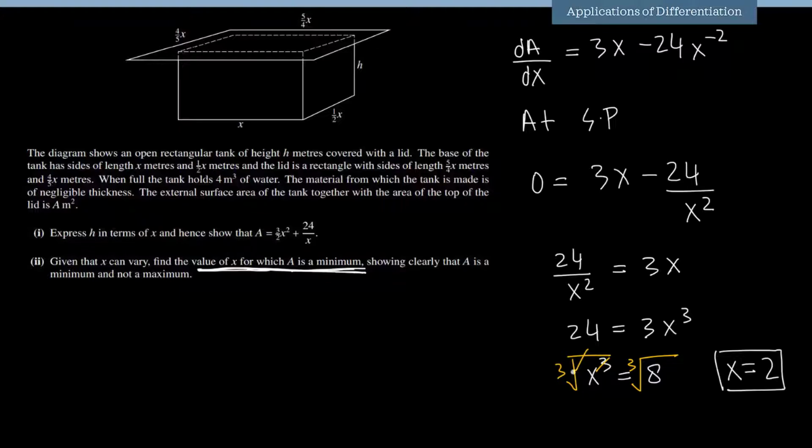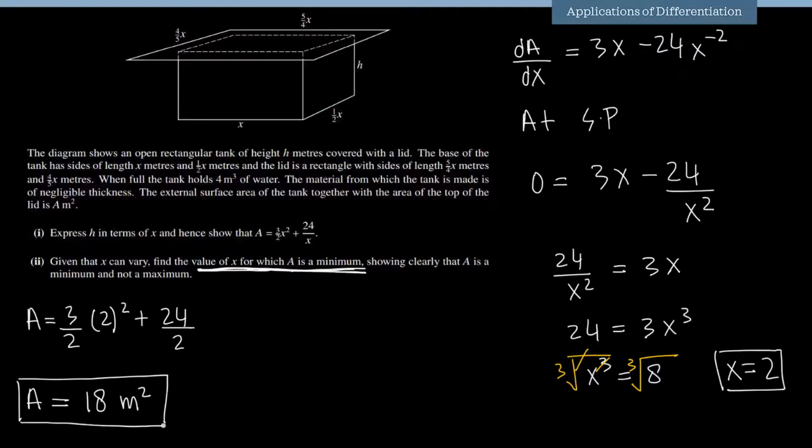In order to find the corresponding value of A, I'll put this value of x in the equation, and that would give me the value of A at the stationary point. So A is going to be equal to 3 upon 2 times 2 squared plus 24 upon 2. Calculating this would give me the value of A as 18 meters squared. So this is the stationary value for the area.